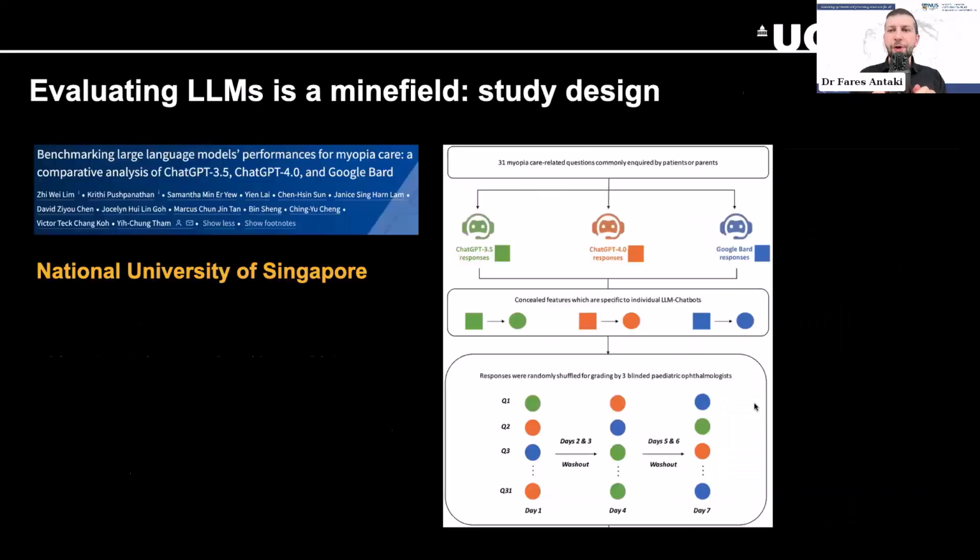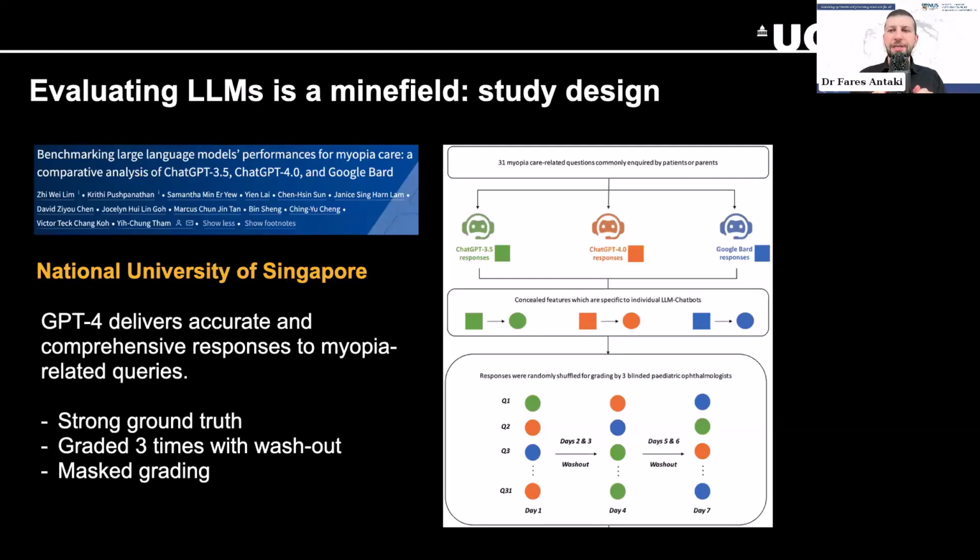Now, the other thing I want to talk about is study design, and this is important. So we're doing all those things, we're prompting, we're testing different model temperatures, but how are we evaluating those answers? Again, I point to work done by Yichang and his team, published in a journal by the Lancet group, that showed that GPT-4 delivers accurate and comprehensive responses to myopia-related queries.